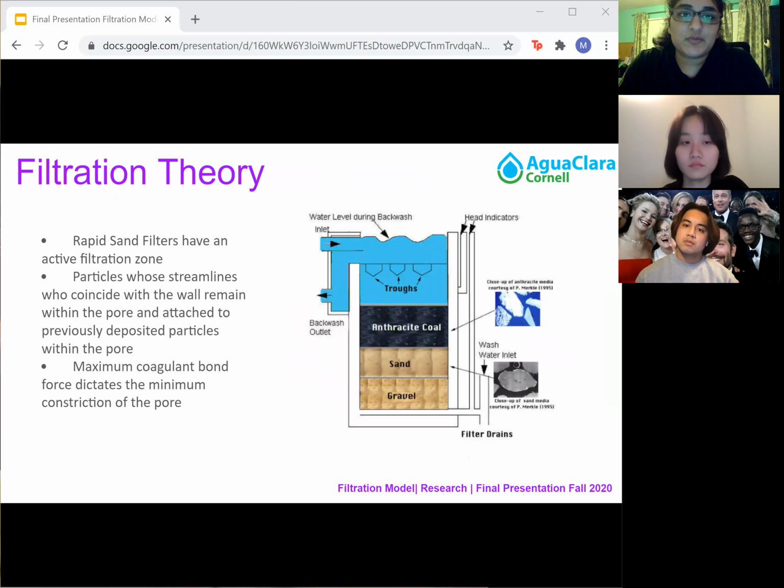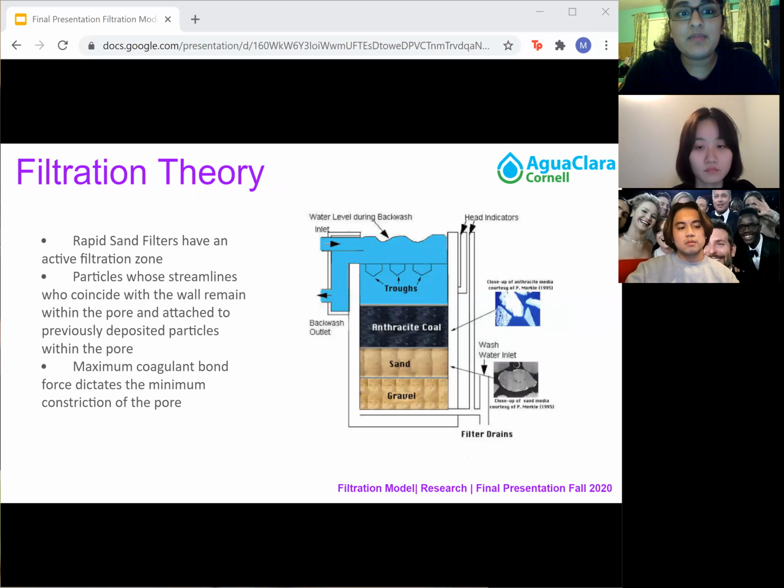From previous research, we determined that rapid sand filters have an active filtration zone. What we mean by this is that during the process of filtration, only one pore or region of pores is in use. As shown in the image, there's only a line of pores that are involved with removing the particles at a given time. This prompts us to further investigate what's happening at each pore.